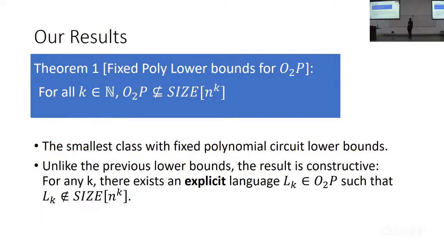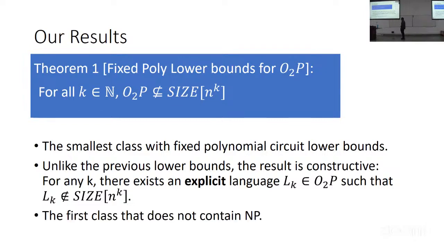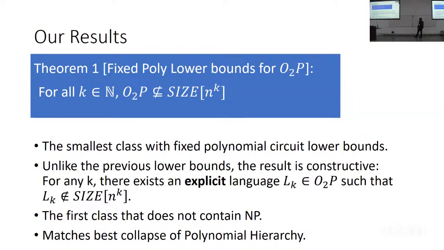It's constructive, so we give you explicitly what the language is. It's not a win-win existential kind of language. We give you explicitly what this language is. It's the first class that does not contain NP, right? Every class before, like what I was saying, the argument is that it's bigger than NP. This is the first class where that's not the case. And it finally matches the best collapse of the polynomial hierarchy. So in that sense, it's also satisfying. To the best of our knowledge, yeah.